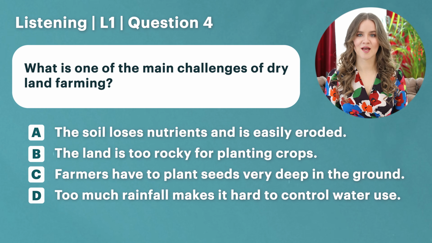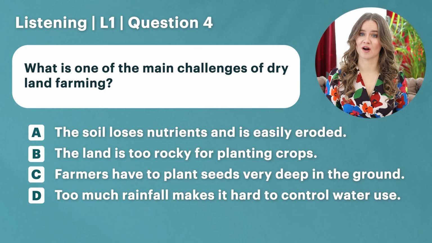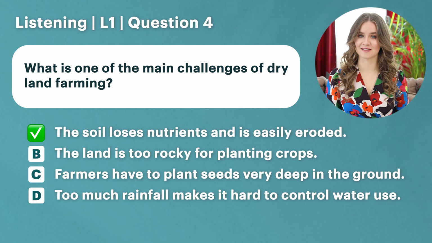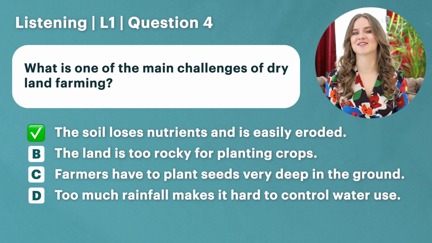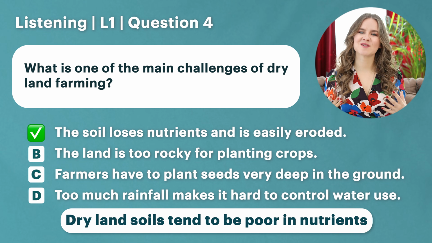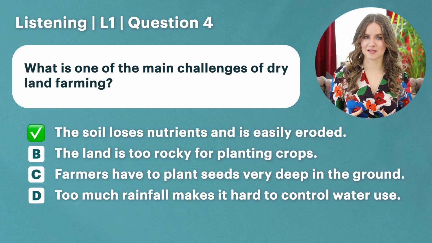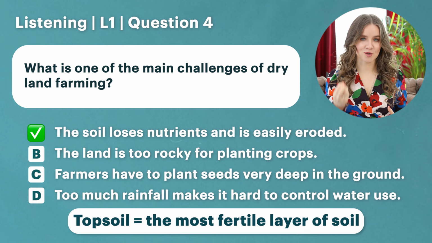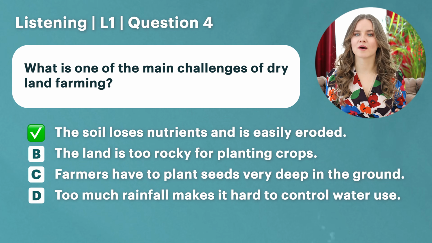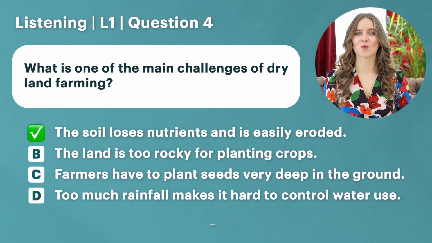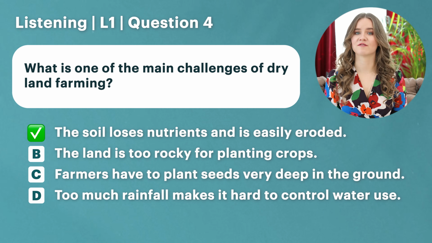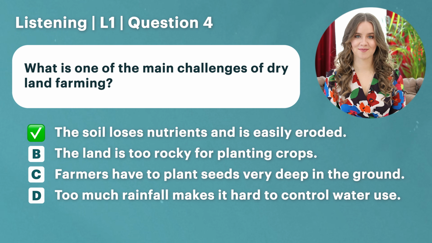Question 4. What is one of the main challenges of dry land farming? The soil loses nutrients and is easily eroded. A is the correct answer. The professor explains that dry land soils tend to be poor in nutrients because the dry conditions allow the topsoil, the most fertile layer of soil, to be blown away by the wind. The process is called wind erosion, and it makes farming even more difficult by removing valuable nutrients from the soil.